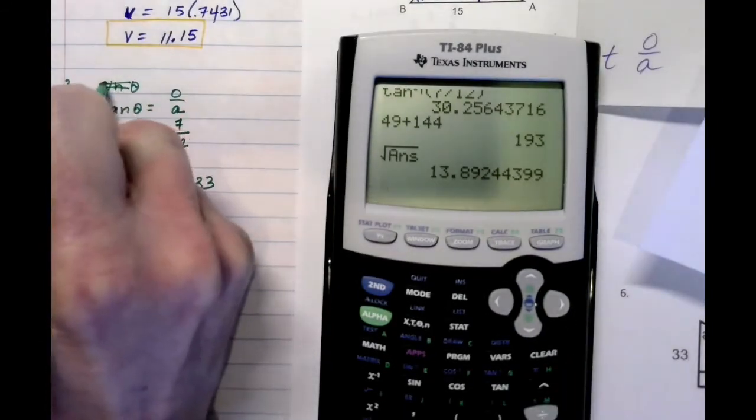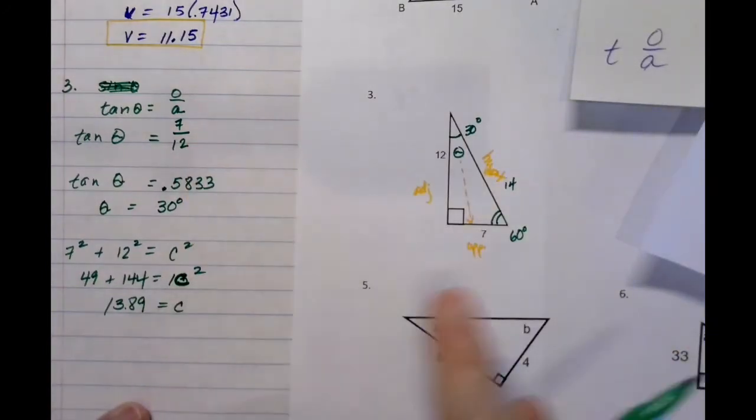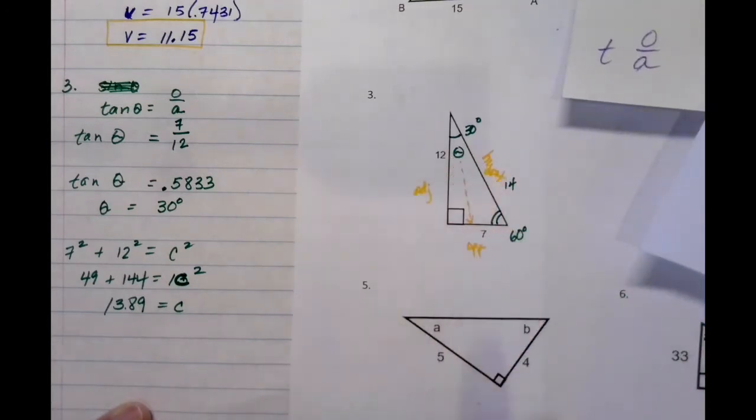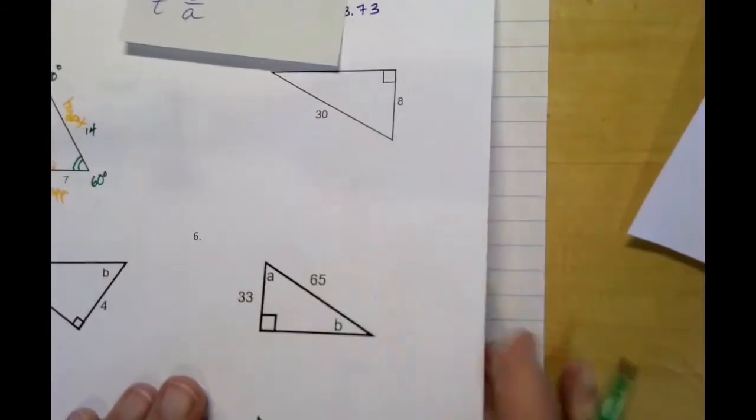So whether you look at our trig ratios to help you solve for the angle, Pythagoras, I could have also used a trig ratio to help me solve. So I've got 1, 2, 3 sides. I've got 1, 2, 3 angles. I'm good to go. We can move on and take a look at number 4.